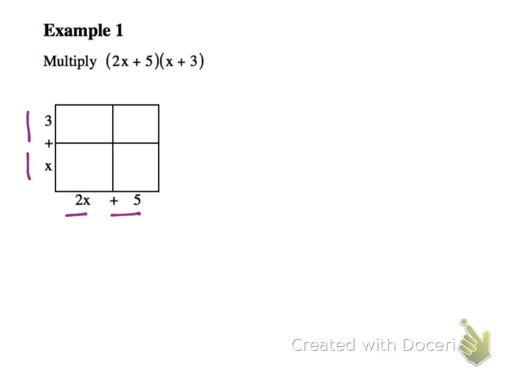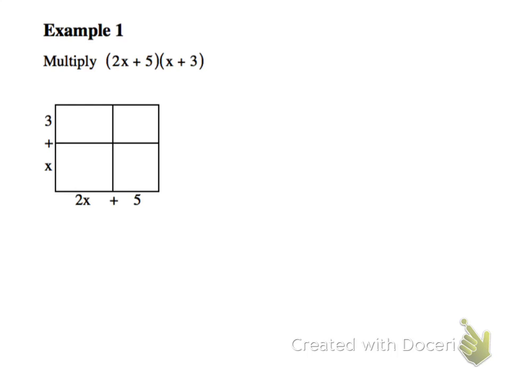Now remember that you can do those in either order. So the 2x plus 5 could have been along this side instead, and the x plus 3 could have been along the bottom. Now that we have those listed out, we are going to go ahead and get the insides of each box. Now remember, to get the insides, we are going to multiply.